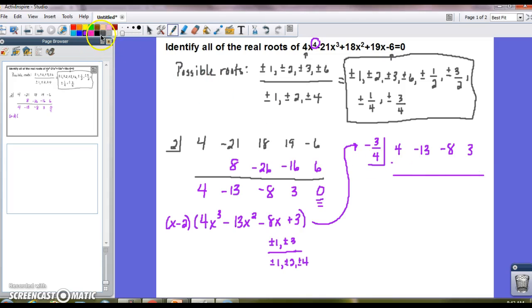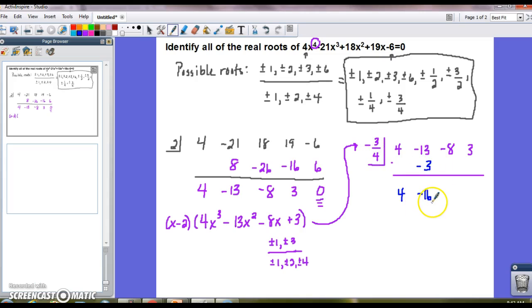Okay, let's do this. So I'm going to bring my 4 down. Then I'm going to multiply -3/4 times 4. You could do that in your calculator. That just gives you -3. Okay. When you add those together, you get -16.